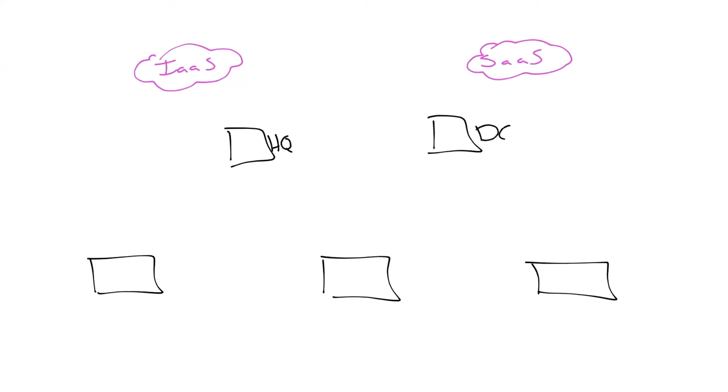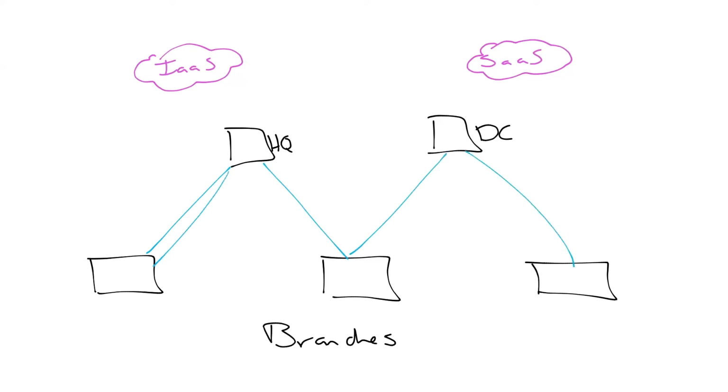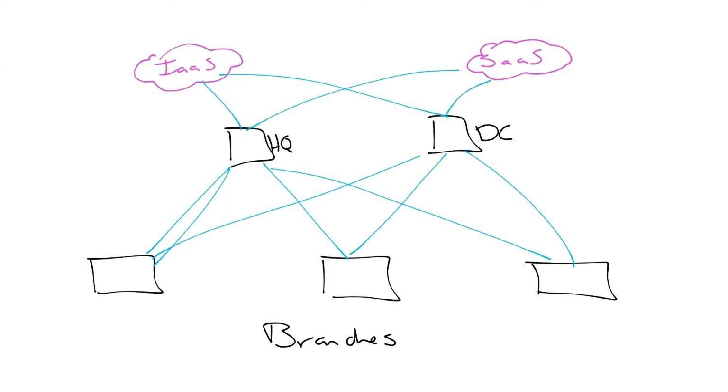So branch offices at the bottom, then on top of that, you can have infrastructure as a service and software as a service. Your branch offices, your headquarters right here, your data center. These are going to be your branches. So the typical network deployment will require every branch office to communicate back to the headquarters or the data center for internet connectivity. And then they were going out to the infrastructure as a service or the software as a service through the data center or the headquarters.